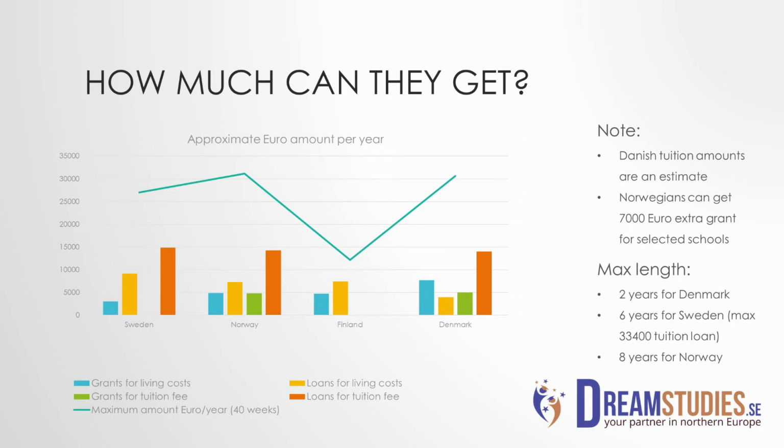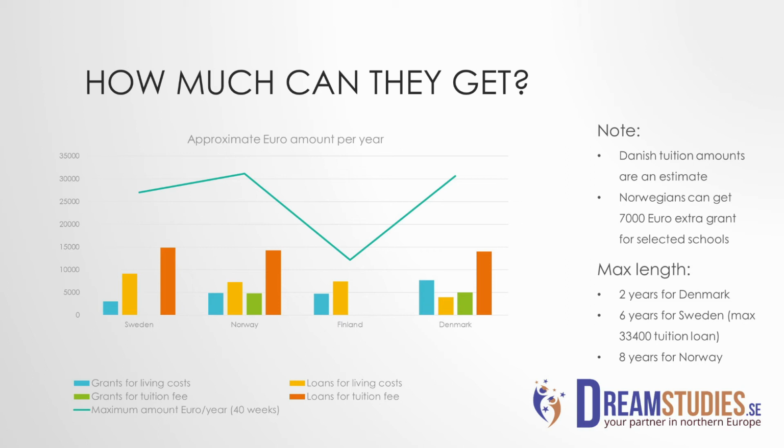Denmark also have a cap which is 2 years. So it's great for like a master or study abroad semesters, but they will also run out of money on longer programs. And their amounts also are estimates. While Norwegians, for example, actually can get even more money if they choose to study at a really high-ranking school like Harvard, Ivy League, something. Then there's an extra grant for selected schools.